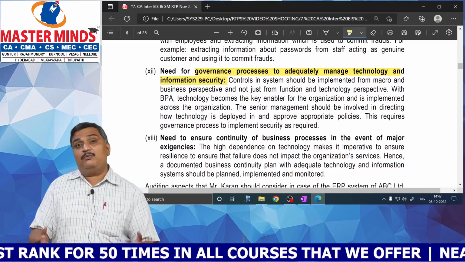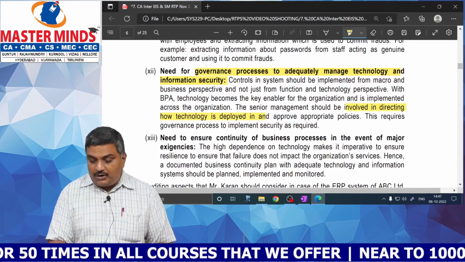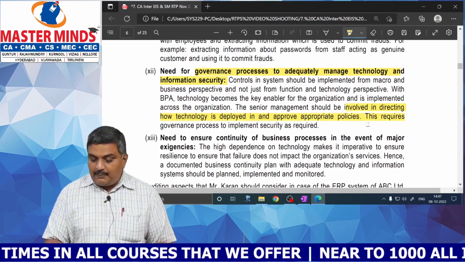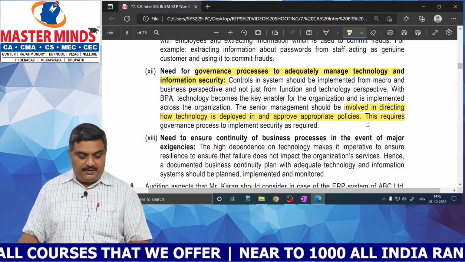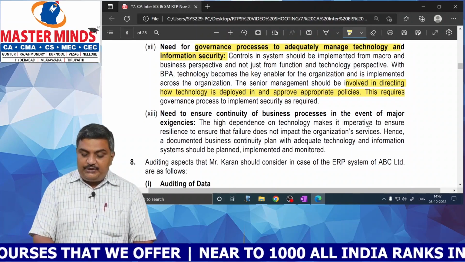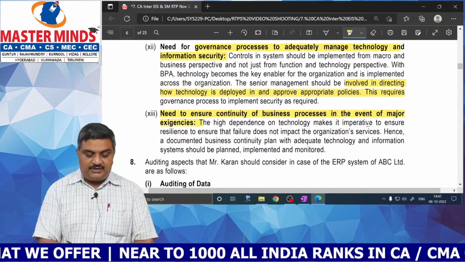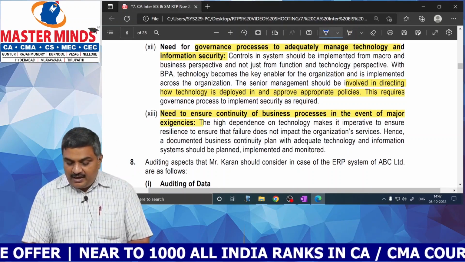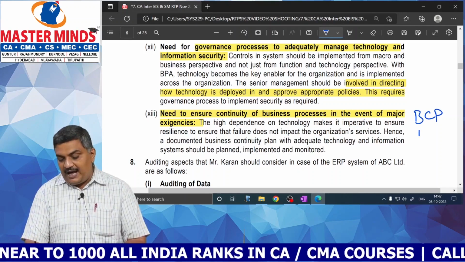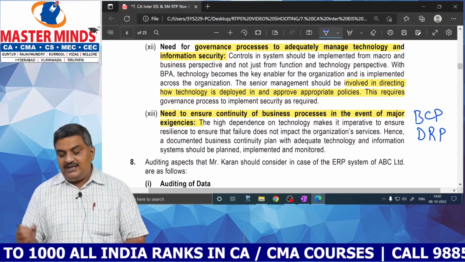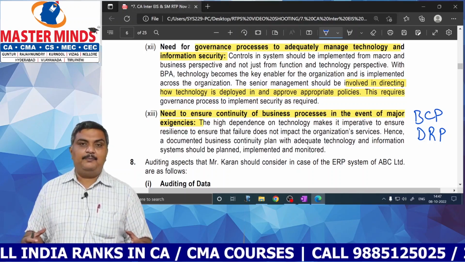So for that reason, the senior management should be involved in directing how technology is deployed, and appropriate policies should be designed by the top level management, and need to ensure continuity of business process in the event of major exigencies. That means indirectly it is said here, every organization should have BCP, business continuity planning, and DRP, disaster recovery planning. So these methods should be there.